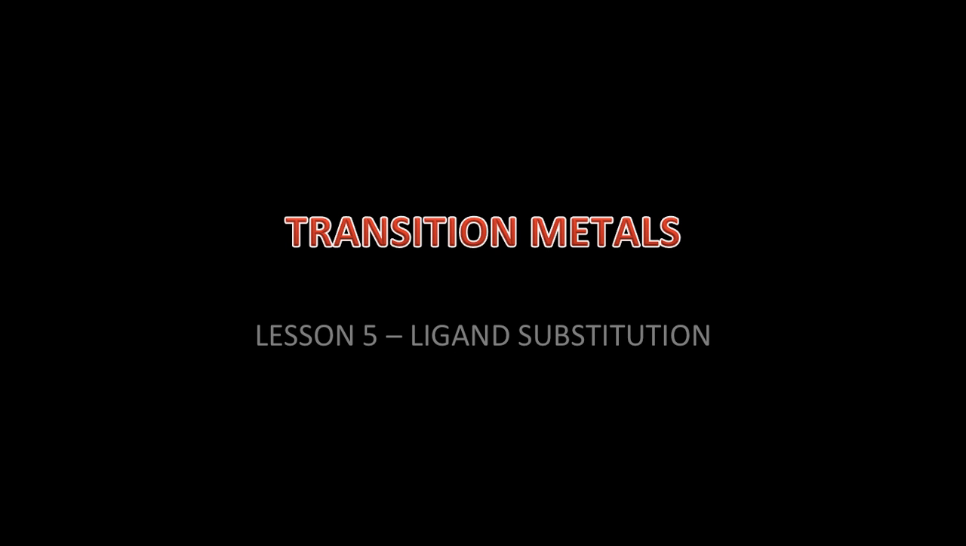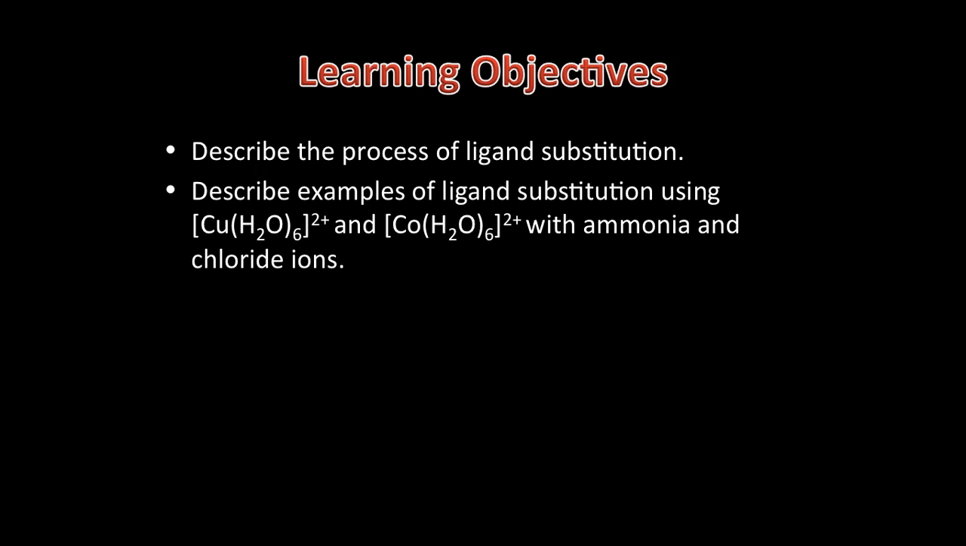This is Lesson 5 on the unit on transition metal chemistry from Unit F325. In today's lesson we'll be looking at ligand substitution. The learning objectives for this lesson are to describe the process of ligand substitution and describe specific examples of ligand substitution using copper and cobalt complexes. For these reactions you'll need to know the colour changes, the shape and structures of the products formed.